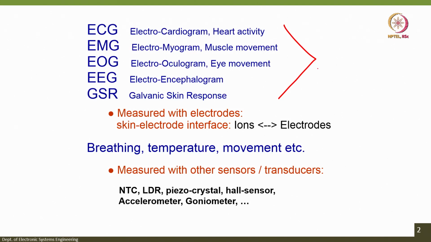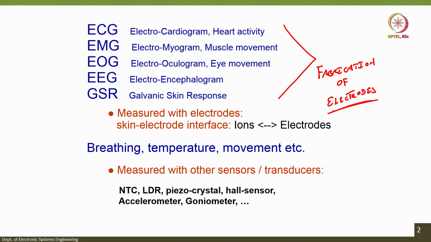That means fabrication of electrodes is the heart of all these techniques.